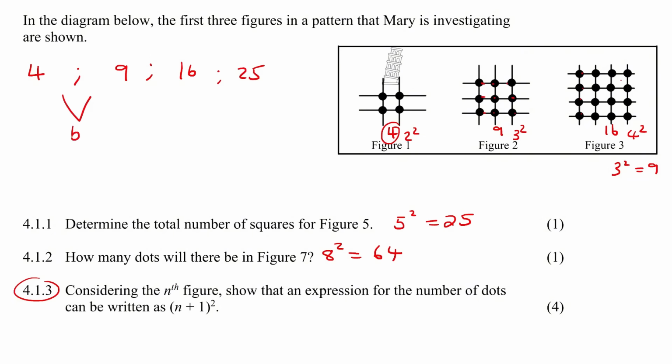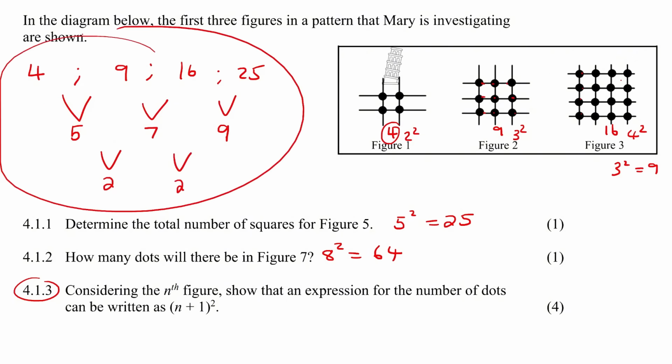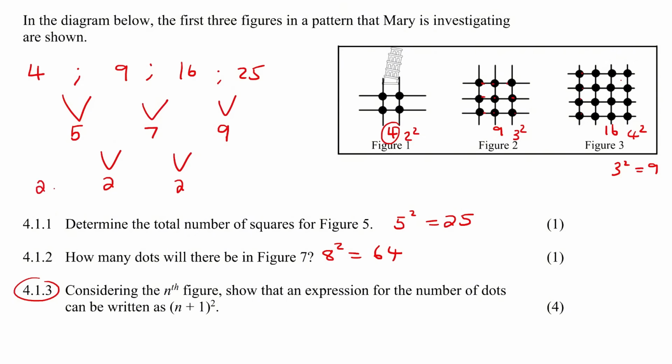If you look at the difference there, that's 5. If you look at the difference there, that is 7. And if you look at the difference there, that is 9. So if we then go further, 2 and 2. Now we know how to make a formula for quadratics. We use 2a over here, 3a plus b over here, and then this one is always a plus b plus c.